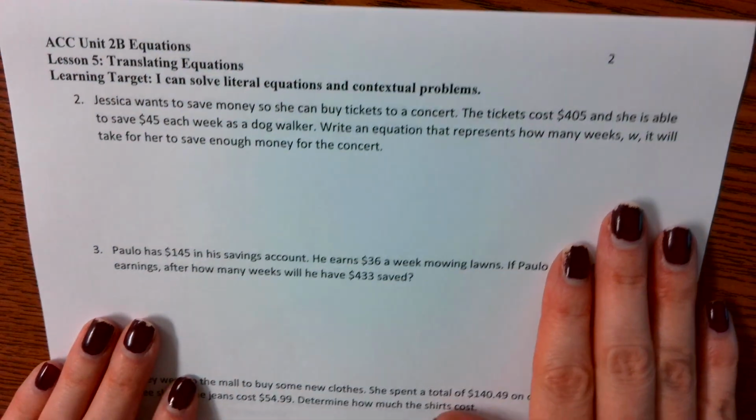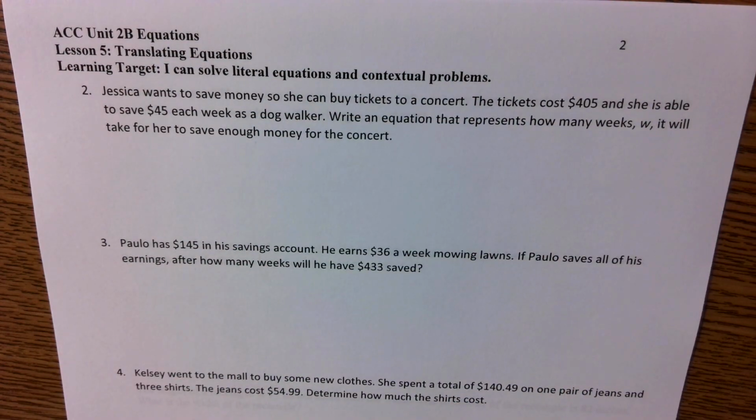Let's take a look here. Number 2. Jessica wants to save money so she can buy tickets to a concert. The tickets cost $405, and she's able to save $45 each week as a dog walker. Write the equation to represent W weeks that it takes to save up the money.